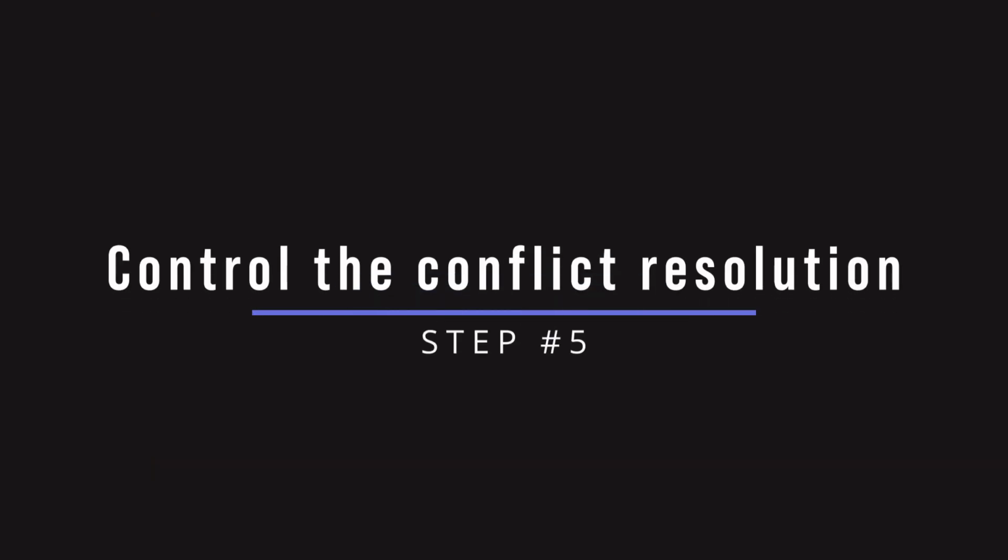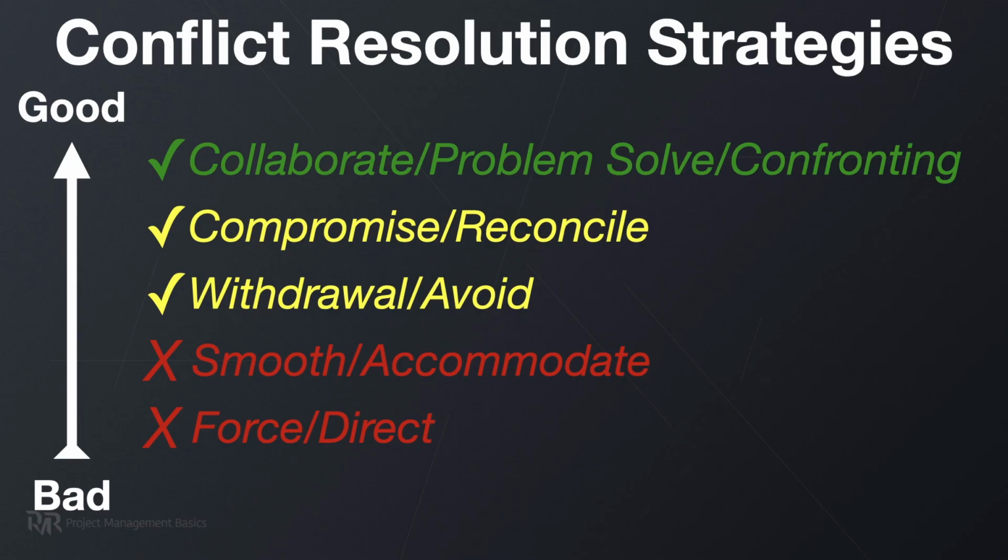Step number 5. Control the conflict resolution. Overall, your goal is to ensure that conflicting parties do not put their disagreement on the back burner. Instead, they need to resolve it proactively. Otherwise, this conflict turns into a bomb with a time delay. It will backfire at the most inappropriate moment for you.